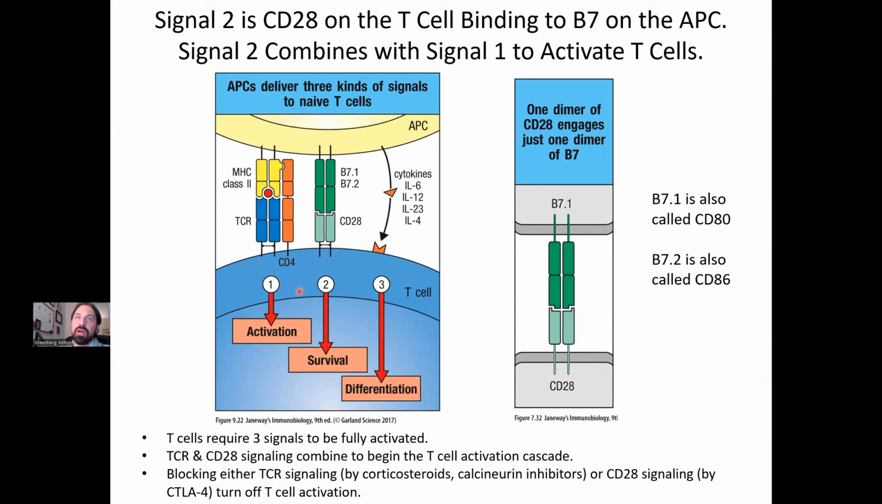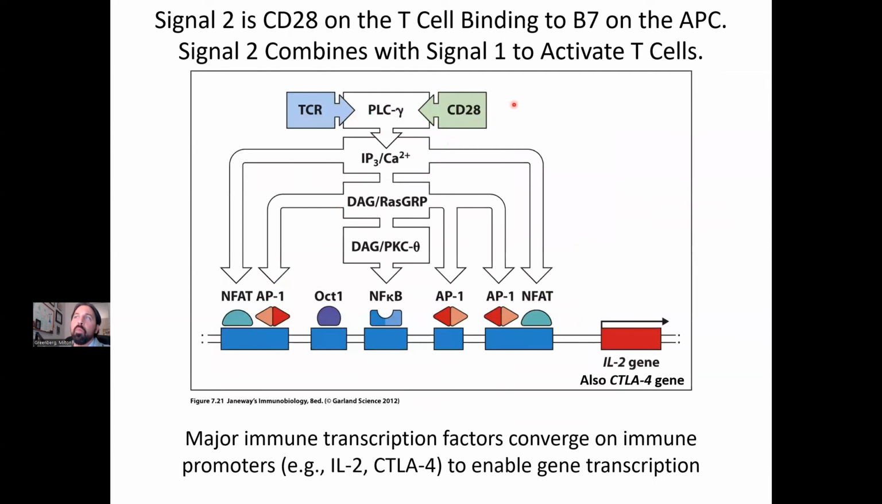So these signals are going to combine to really drive that pro-inflammatory signaling. And then this process here can also be modulated therapeutically. So what we'll have here is signal 2 is CD28 on the T cell binding to B7 on the antigen presenting cell. So signal 2 will combine with signal 1 to activate these T cells.